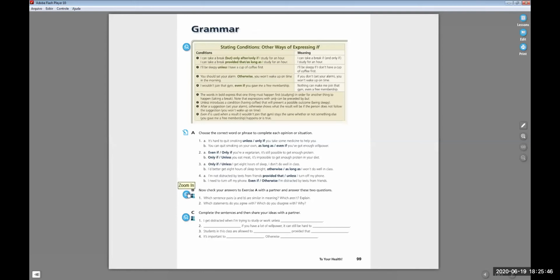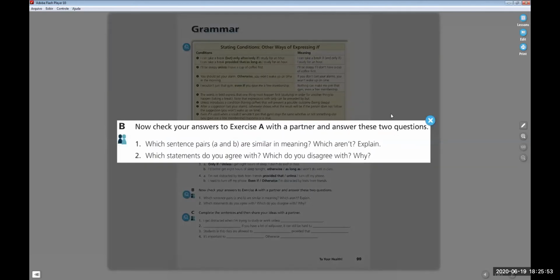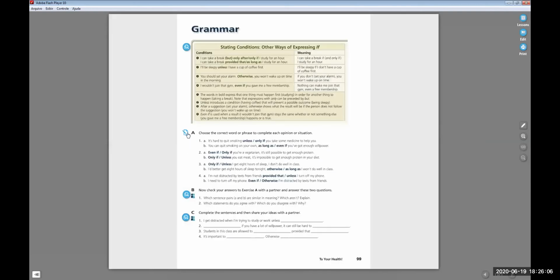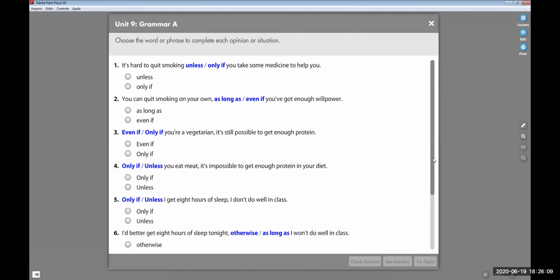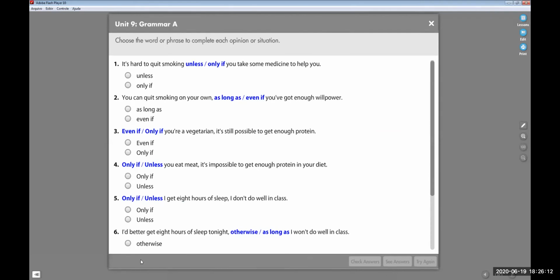So going to the letter B. Now, guys, I need you to check the answers in letter A, but with some questions behind. Which sentence pairs, A and B, are similar in meaning? Which aren't? And which statements do you agree with and which do you disagree with? So let me ask you, about smoking. I know nobody smokes here, only the teacher. But I would like to ask Mr. Rafael, do you agree that it is hard to quit smoking unless you take some medicine to help you? Or you disagree?